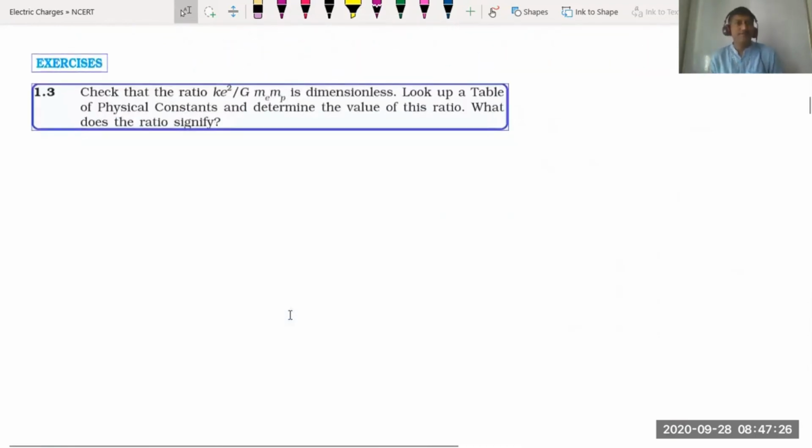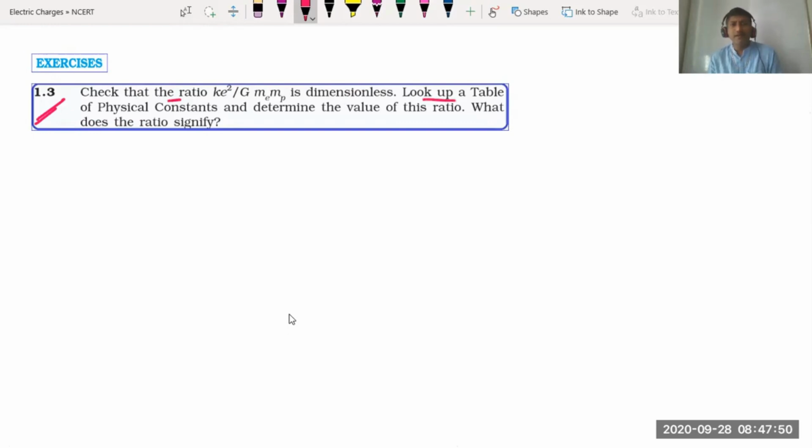NCERT third question: check that the ratio k square by G m_e m_p is dimensionless. Look up a table of physical constants and determine the value of this ratio. What does the ratio signify? See, students, in this question 1.3 itself says that it is the ratio k square by G m_e m_p.